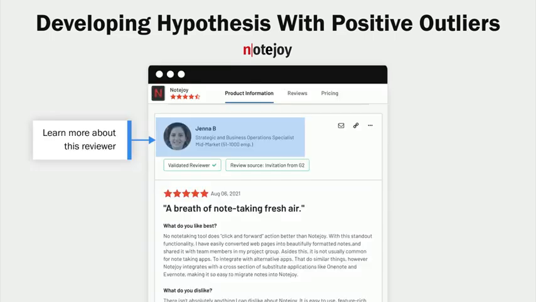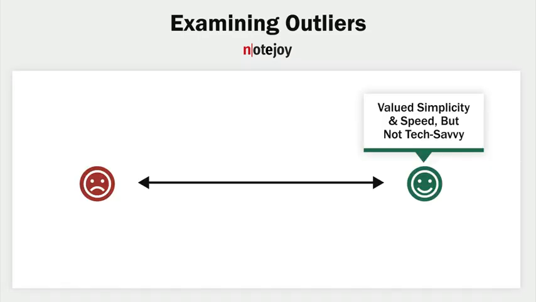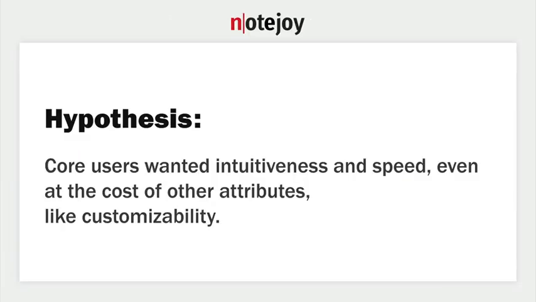Over time, Notejoy was able to pattern match that the people who loved it the most valued Notejoy for its simplicity and speed. They also noticed that these highly positive users weren't particularly tech-savvy, sometimes even explicitly saying so in their feedback commentary. This allowed the Notejoy product team to develop a hypothesis that their core users wanted intuitiveness and speed, even at the cost of other attributes like customizability.